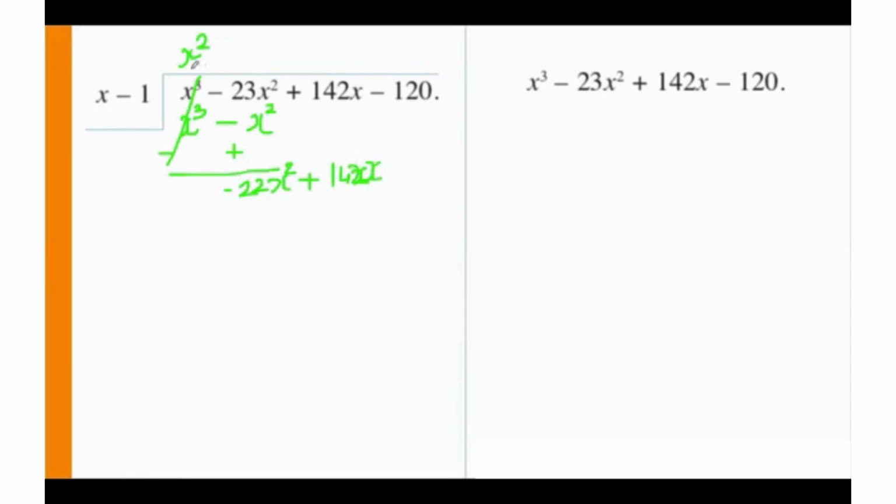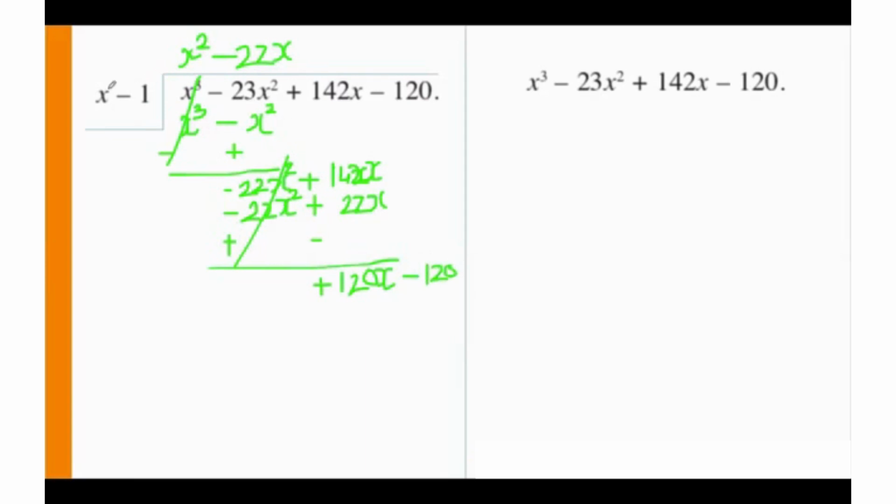Okay, now x into minus 22x is going to give us minus 22x squared, and minus 22x also multiplies with negative 1 to give plus 22x. Now this negative becomes positive and this positive becomes negative. This will cancel out. So here we have minus 142x minus 22x giving us positive 120x. And now minus 120 comes down.